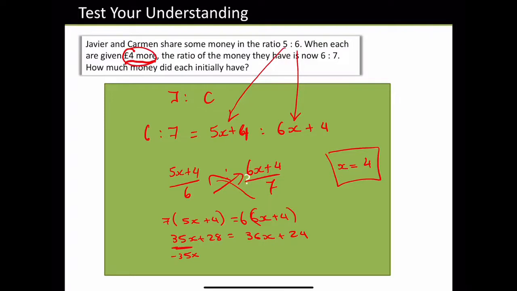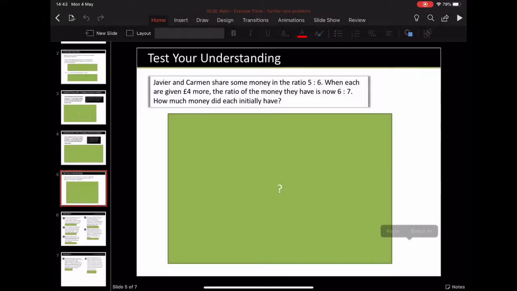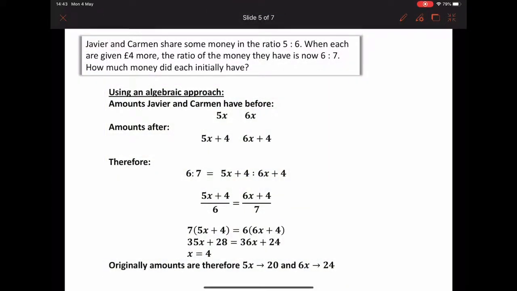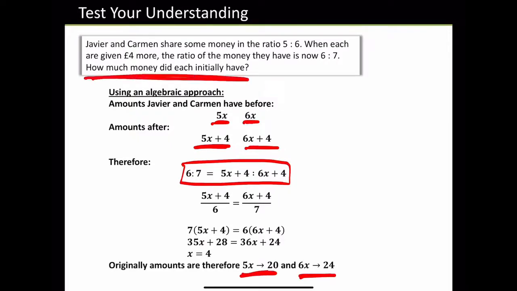When I collect like terms, how much money did they initially have? So initially he had 5 times x, which is 20. And he had 6 times x, which is 24. So that's how much they had each initially. And again, if you want to make notes for yourselves, a bit clearer than my writing, 5x and 6x. Amounts after is 5x and 6x plus 4. So this is what would actually give you your initial amount. You create that ratio between them, collect like terms, and don't forget to work out what the question is actually asking you for.